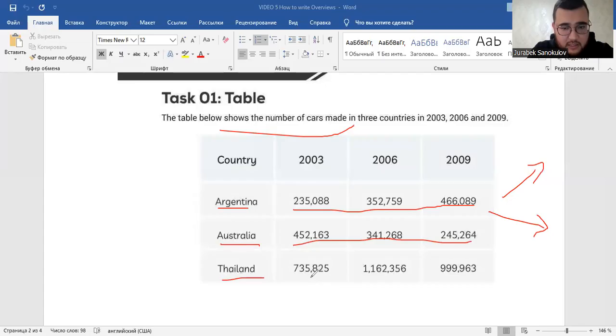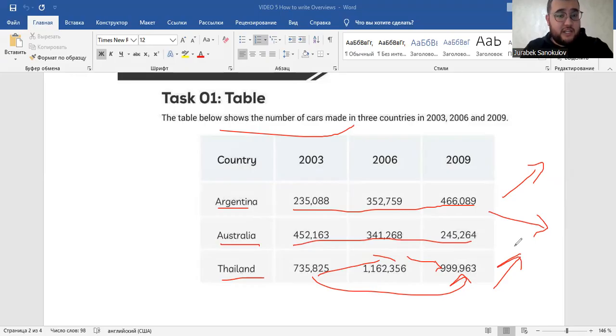So the general change is a decrease for Australia. What about Thailand? So it basically increased and then a little decrease. So the general change is, if you compare these two, you'll see that it generally increased. So two of them increased and one of them decreased. That's the general trend. These are the general trends for this graph. So that's what you should include in your overview.